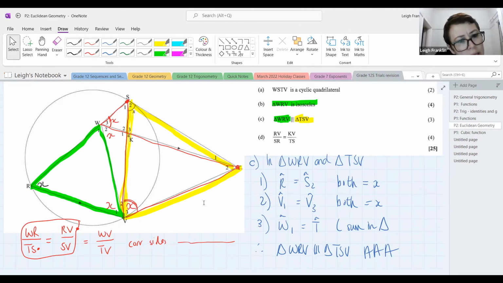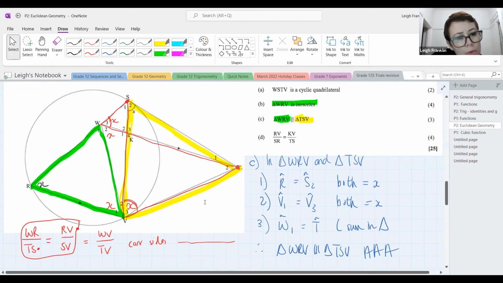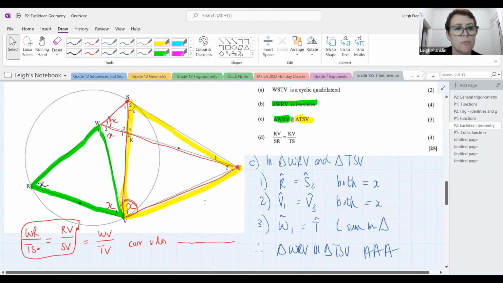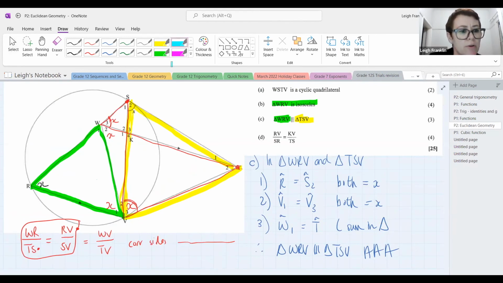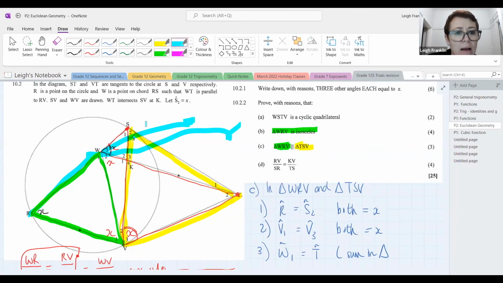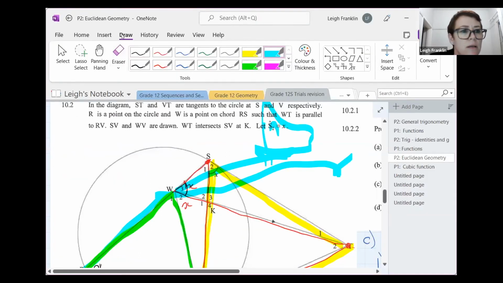Okay, we've got parallel lines. Because we've got parallel lines, we're going to have to use the proportionality intercept theorem as well. Because SW over WR is the same as SK over KV. Can you guys see that? So the proportionality intercept theorem in this triangle here, because of the parallel lines. Oh my goodness. What is this thing doing? Silly thing.